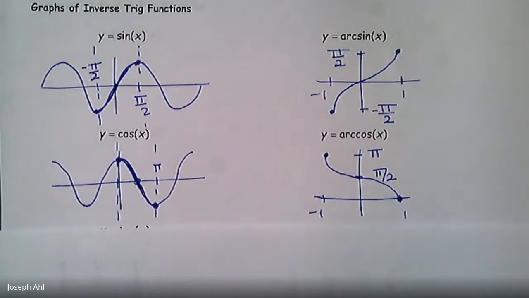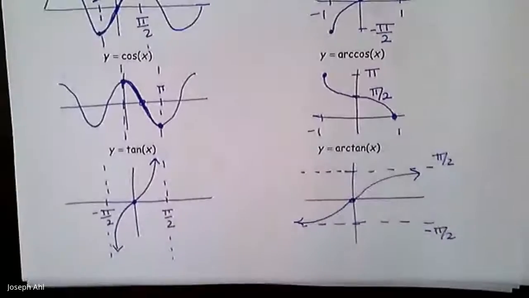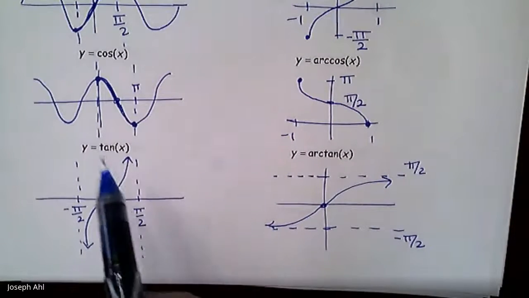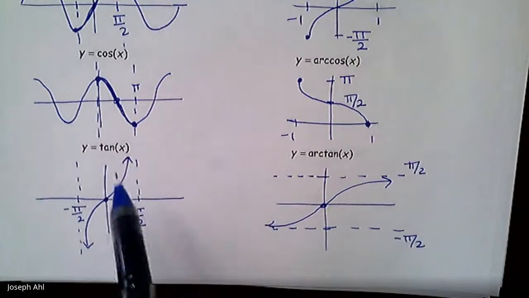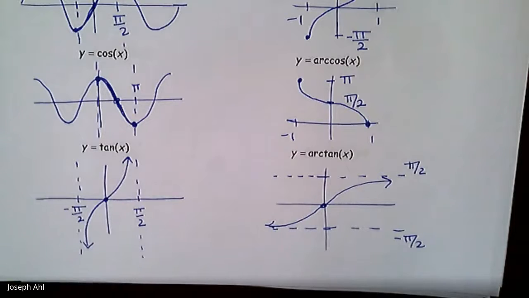Last but not least, tangent's a little interesting just because we have those vertical asymptotes at negative and positive pi over 2. So those switch over to horizontal asymptotes on arc tan. The other interesting thing about tan, of course, is that we have a range of all real numbers here, so then that becomes the domain of arc tan of x, would be all real numbers.